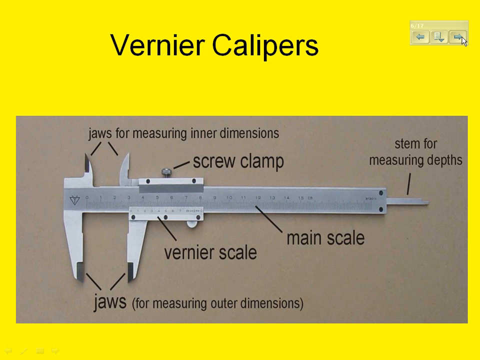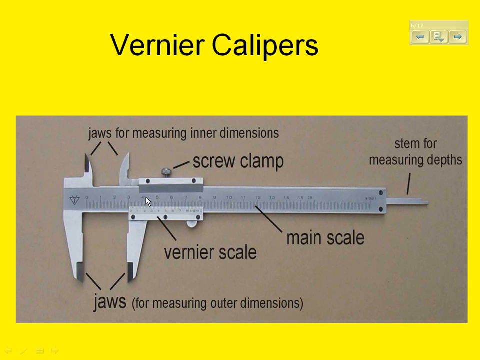We use vernier calipers in class. To use vernier calipers, first let's look at the main parts of it. We use it for precisely measuring the length or width of an item. We're usually using these lower jaws. You could also measure the inside of, say, a cylinder or a pipe. Or you could be using the stem to measure the depth of, say, a hollow cylinder.